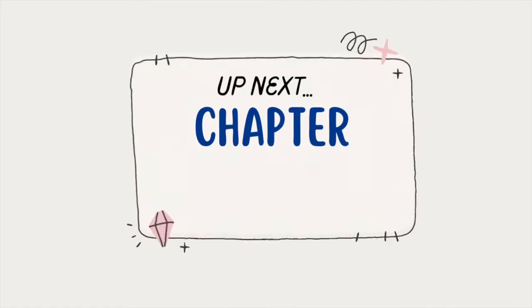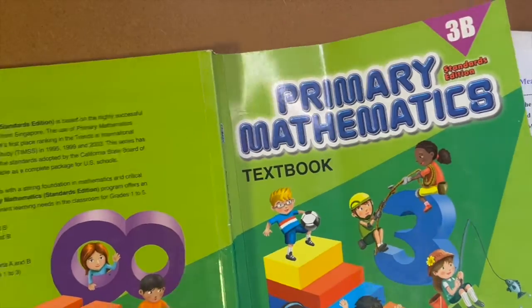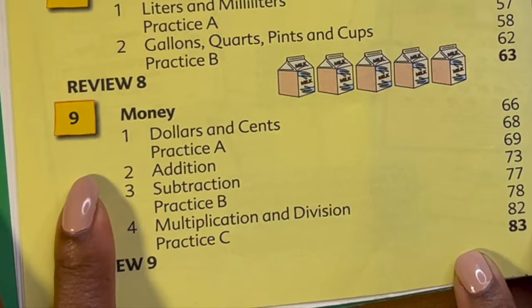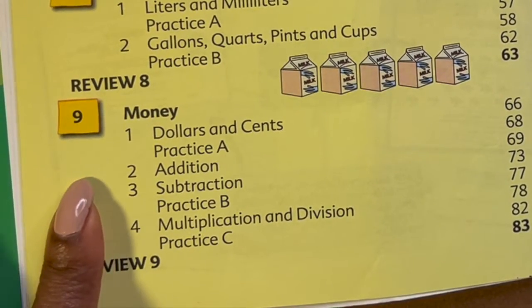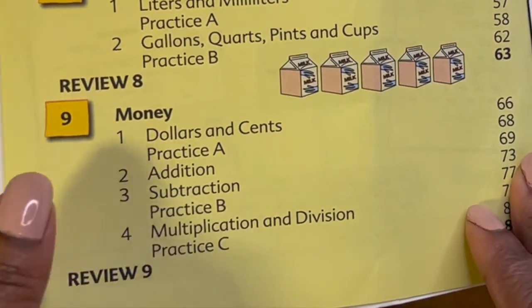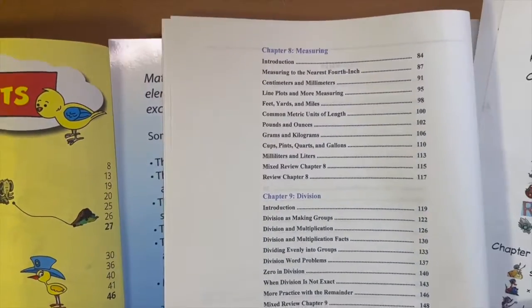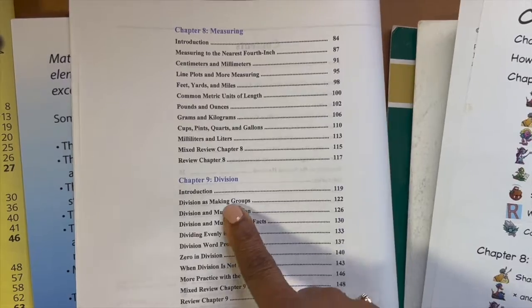All right, now, primary mathematics, chapter 9, almost done, guys. Money. We're talking dollars and cents, adding, subtracting, multiplication, and division. Money. That's it. And then for chapter 9, for Math Mammoth, division.